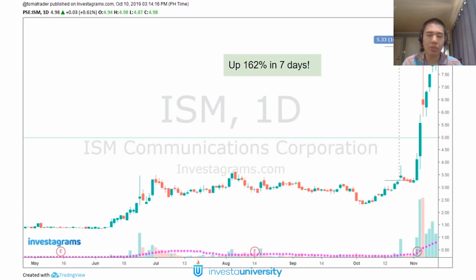For the next few slides, I'm not going to hype you guys, but I just want to show you some real things that happened in the stock market in the past 2 years. Some of the biggest winners. For example, here we have ISM, now the stock's name is Dito. In a week, Dito went up 162%. Of course, there was a catalyst and everything, but basically, you doubled your money in 1 week.